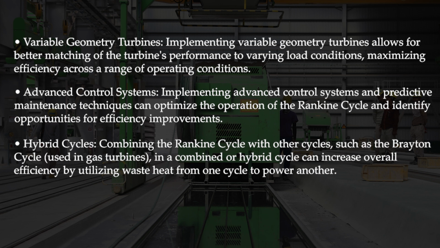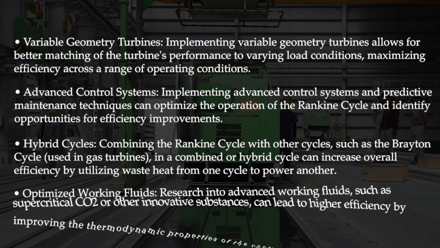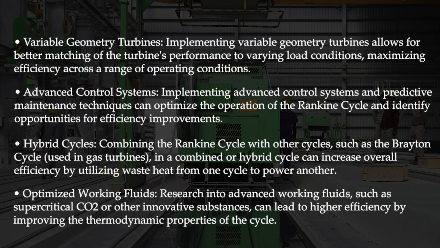Next, we can go for hybrid cycle, combining the Rankine cycle with other cycles such as Brayton cycle used in gas turbines. A combined or hybrid cycle can increase the overall efficiency of the Rankine cycle. Next, we can use an optimized working fluid. Research into advanced working fluids such as supercritical carbon dioxide or other innovative substances can lead to higher efficiency by improving the thermodynamic properties of the cycle.